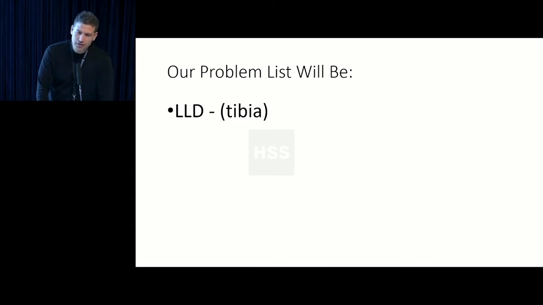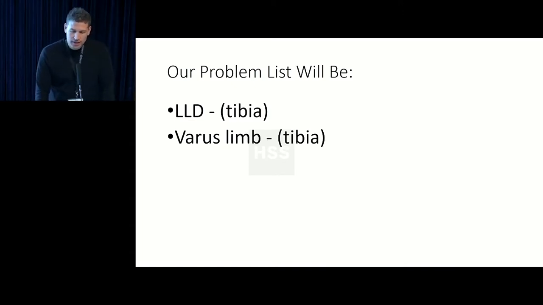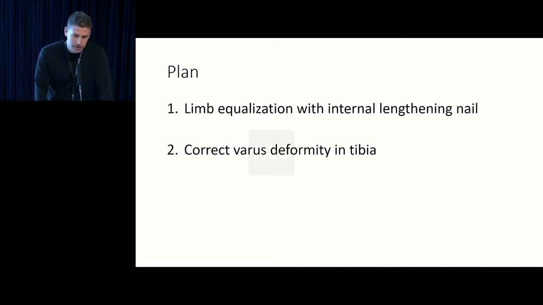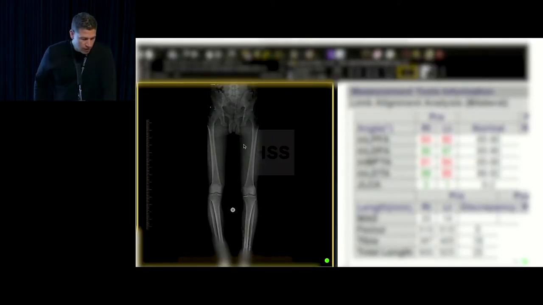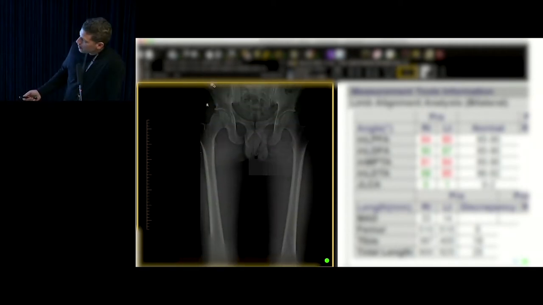So I'm just going to tell you, this guy has an LLD, and he has a varus limb. That's a Tetsworth malalignment test. It's coming from his tibia. His tibia is short, and his tibia is in varus. So this is going to be the analog planning using my software.